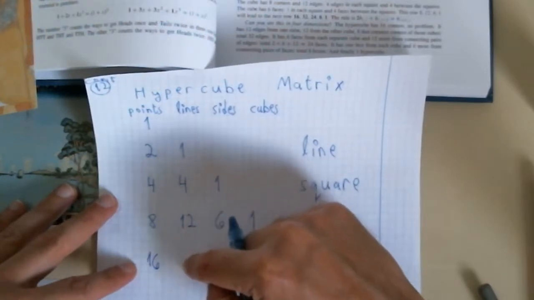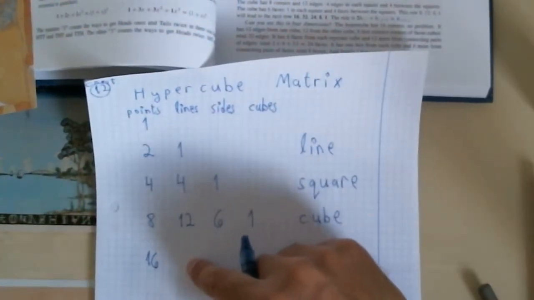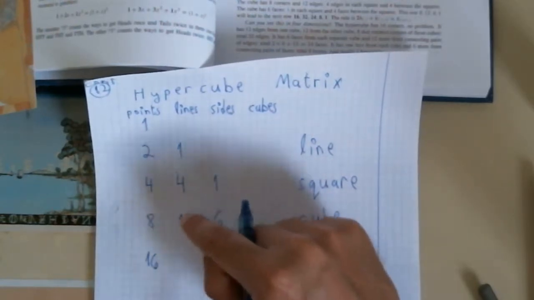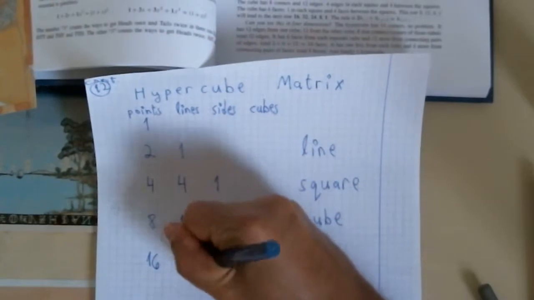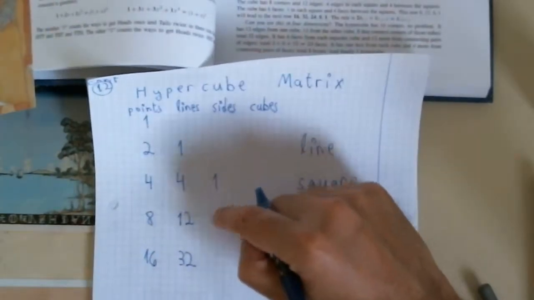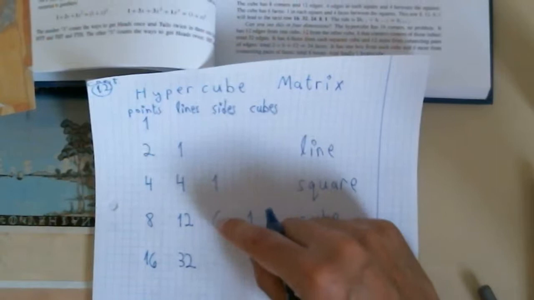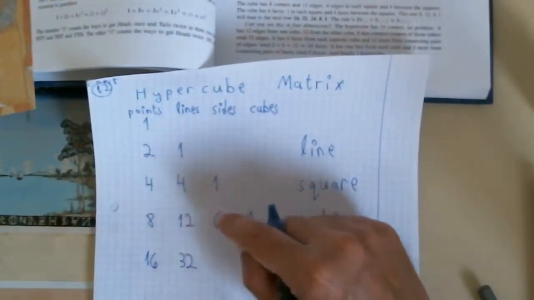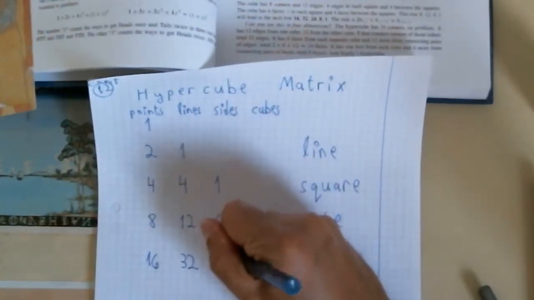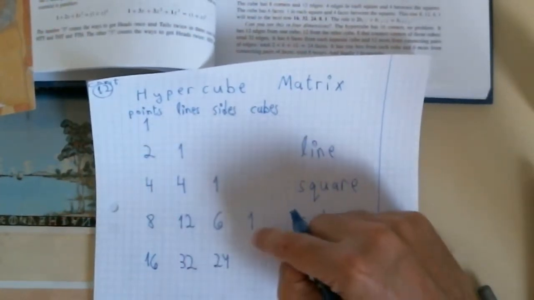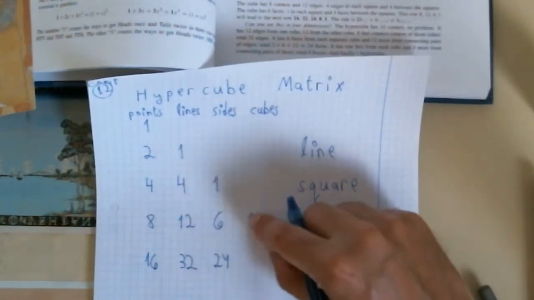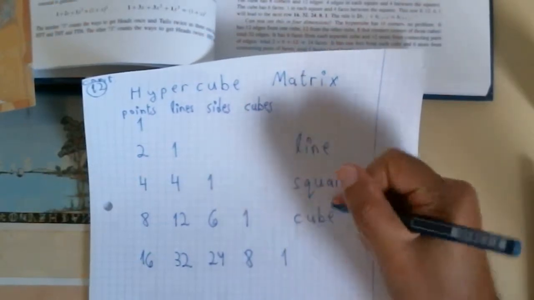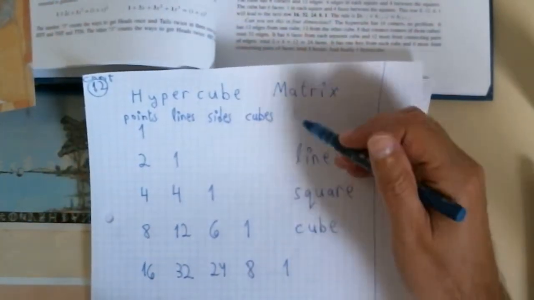Here we will have 2 times 12, 24, plus the one to the left of it, which is 8. So it's 32. 24 plus 8, 2 times 12 plus 8. Here we have 2 times 6, which is 12, plus 12, which is 24. 2 times this plus this. Here we have 2 times this plus this. It's 2 plus 6, it's 8. And here we have 1. This is the hypercube column.